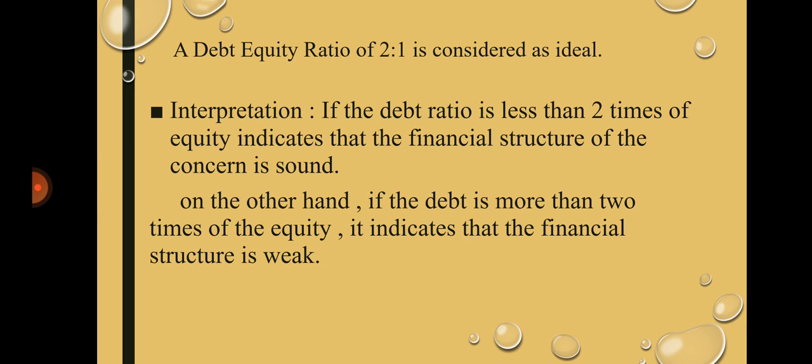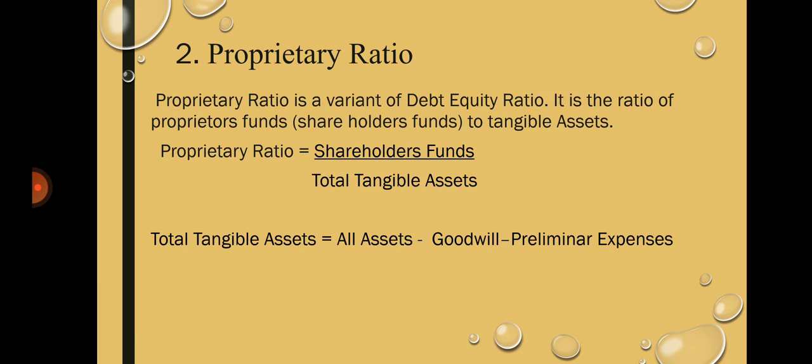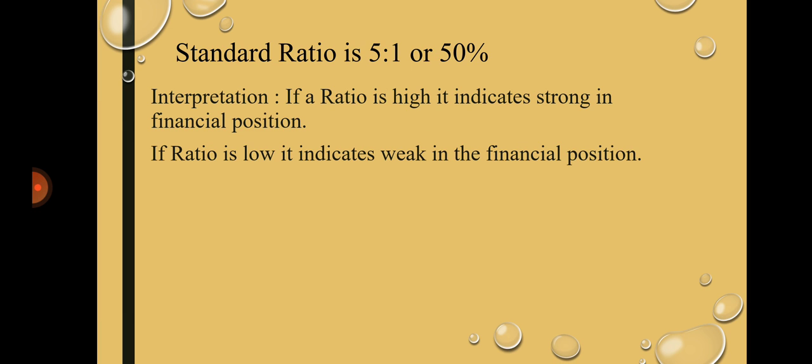The ideal debt equity ratio is 2:1. Second one is the proprietary ratio. The formula of proprietary ratio is shareholders' fund divided by total tangible assets. Total tangible assets is all assets minus goodwill and preliminary expenses, that is, intangible assets. The standard proprietary ratio is 5:1 or 50%.